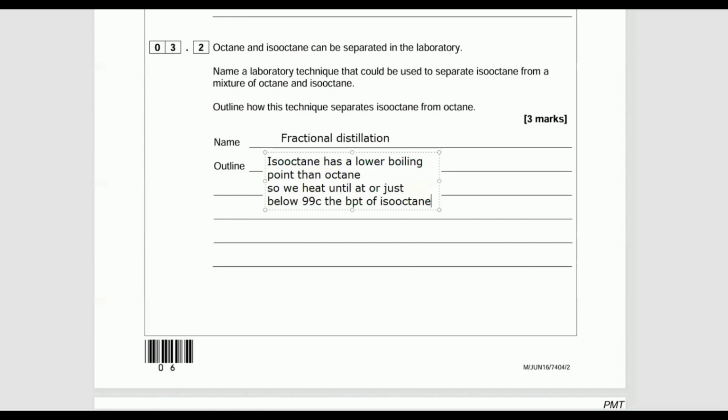So isooctane will evaporate first and separate in the column, and be condensed off first. So you're going to condense off the one with the lower boiling point first. Once that's done, you can boil the other one to your heart's content and get rid of the other one as well. So fractional distillation, we want to point out that we're using their boiling points, and the lower boiling point one is condensed off first or separates first in the column. I don't think I worded that too well, but there we go.